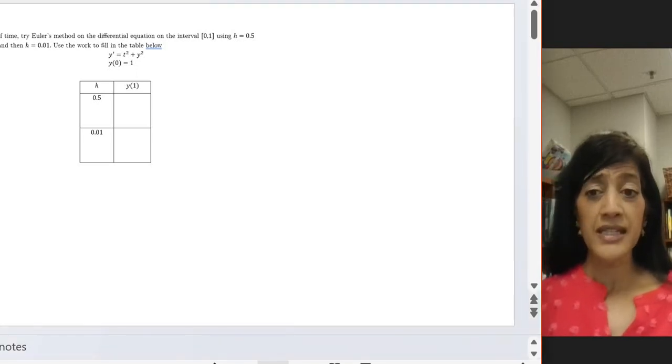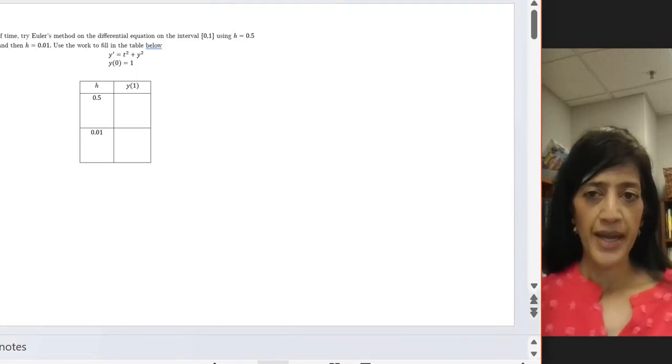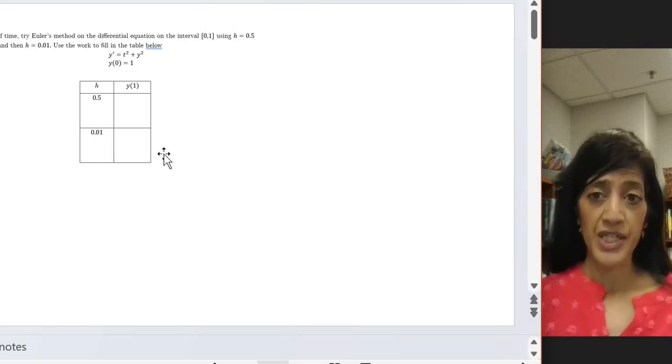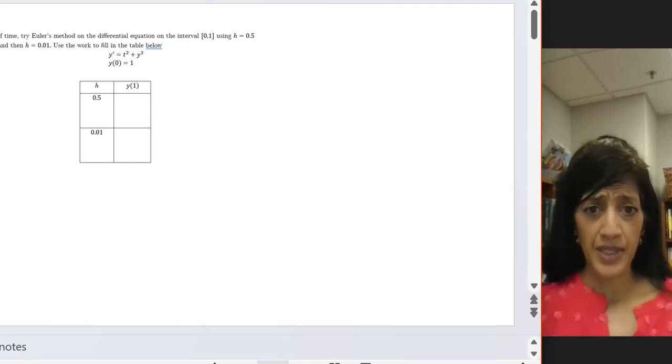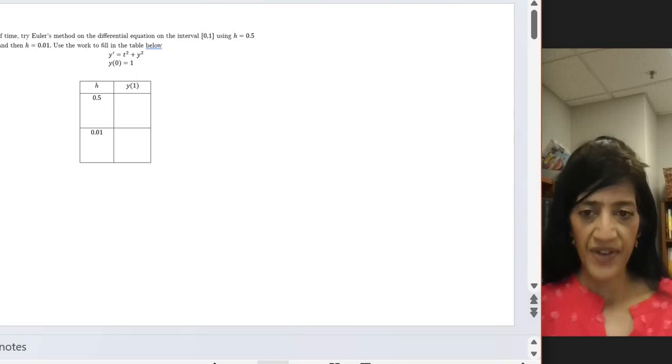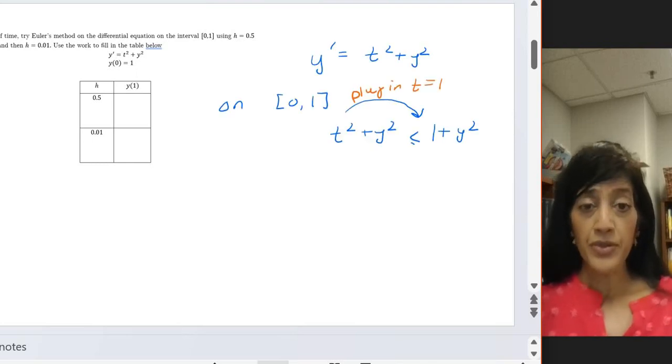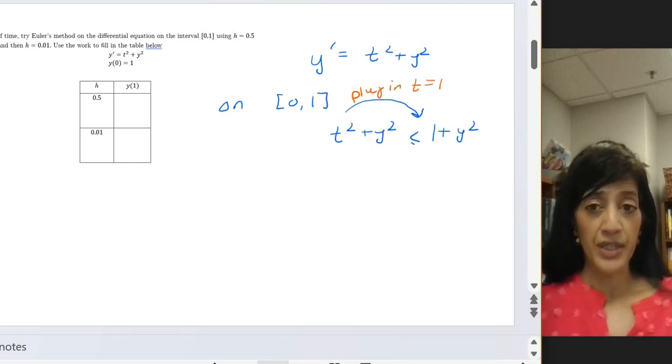This is the in-class assignment where I asked you to try out Euler's method using two different initial conditions for this particular differential equation. I'm going to now go through the slides so that you can see. I'm not going to go through this part of it until the very end. I'll show you an Excel file. So I'm going to go through the part that has to do with what we call differential inequalities.